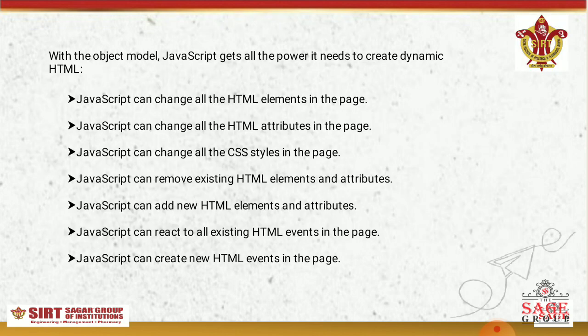With this object model, JavaScript gets all the power it needs to create dynamic HTML. First of all, JavaScript can change all the HTML elements in the page. JavaScript can change all the HTML attributes in the page. JavaScript can change all the CSS styles in the page. JavaScript can remove existing HTML elements and attributes. JavaScript can add new HTML elements and attributes. JavaScript can react to all existing HTML events in the page. JavaScript can create new HTML events in the page.